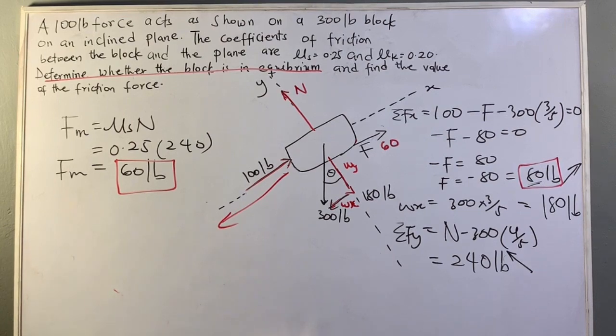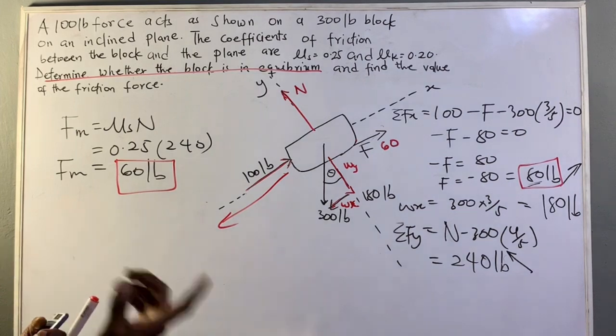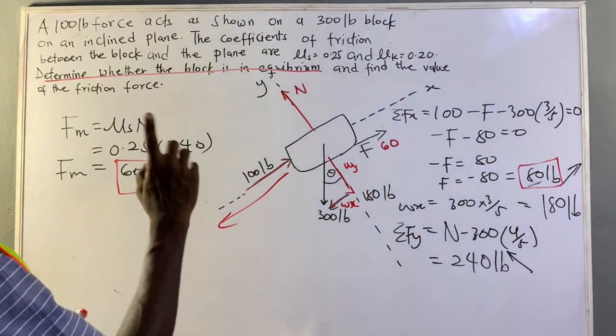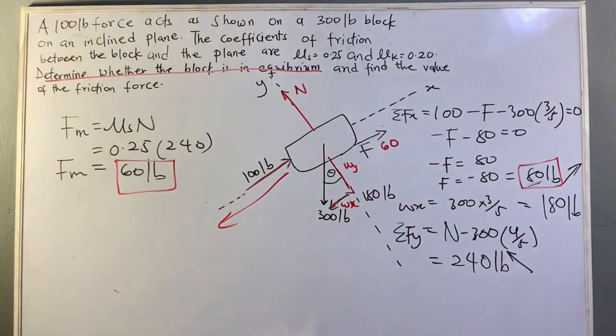So right now we know that the block is not in equilibrium. That means it is sliding, right? So if it is sliding, what will happen? There's going to be another friction, which tries to resist the sliding motion, and that friction is known as the kinetic friction. So that's the friction that you find now, since the block is sliding.